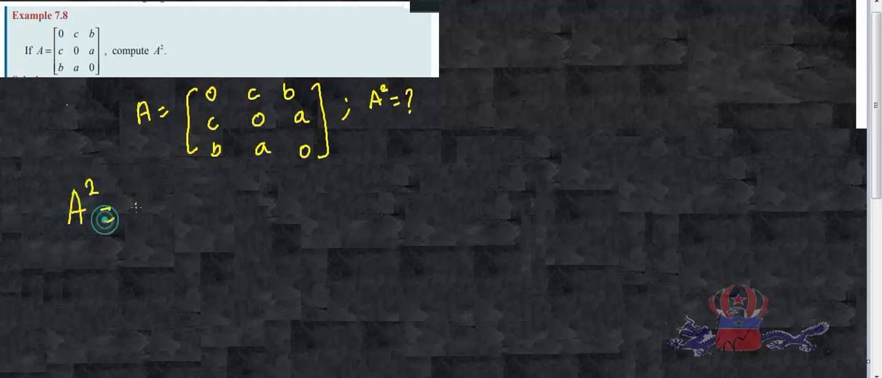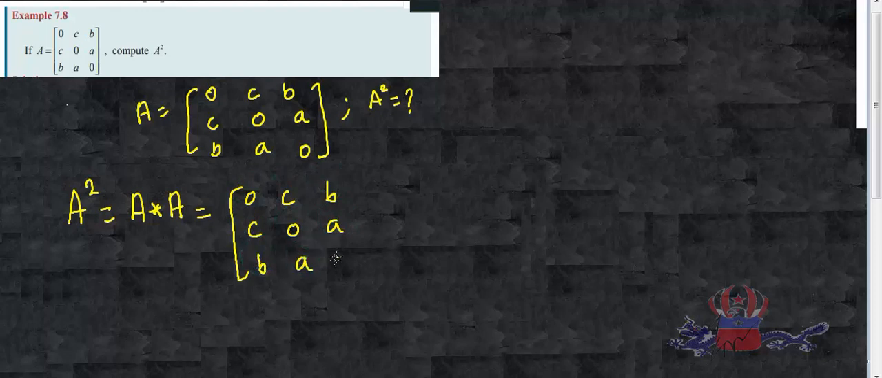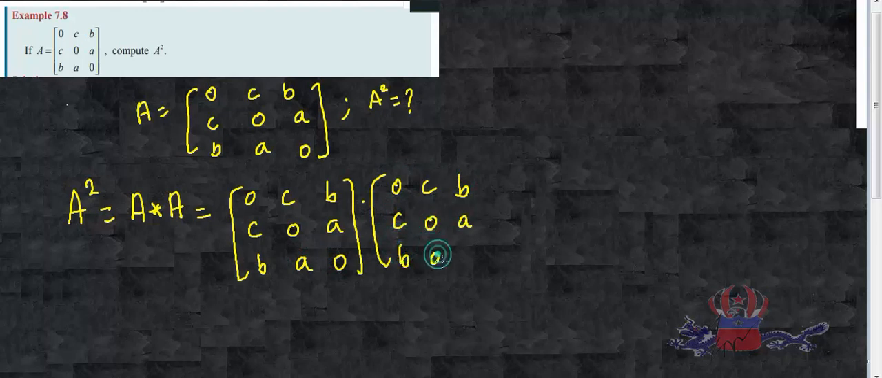A squared can be rewritten as A multiplied with A. I'm using the asterisk sign to show product multiplication. So write down the matrix A: 0, C, B, C, 0, A, B, A, 0. Again, 0, C, B, C, 0, A, B, A, 0. So now we are expected to multiply the row with the column.